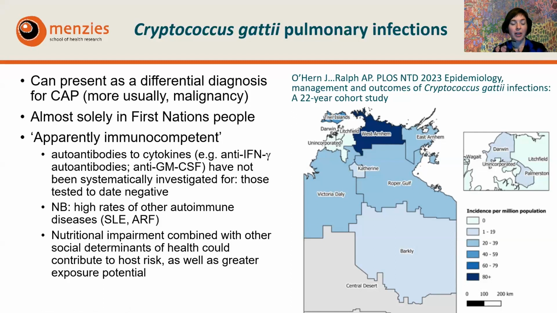Generally people are apparently immunocompetent, which means that they're HIV negative. They don't necessarily have type 2 diabetes. They don't necessarily have end-stage renal failure or the other obvious causes of immunosuppression. But they're obviously not immunocompetent because this infection is occurring. We have started looking at things like anti-interferon gamma autoantibodies and so on. They haven't come up positive in anyone we've tested yet who has Cryptococcus gattii infection. We have come across a case in somebody with a disseminated non-tuberculous mycobacterial infection, though, out of interest.